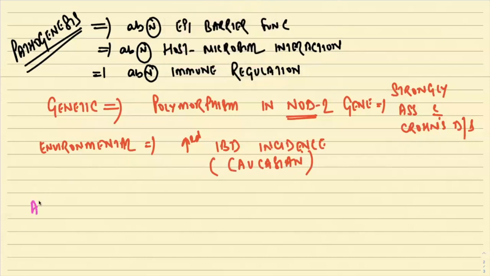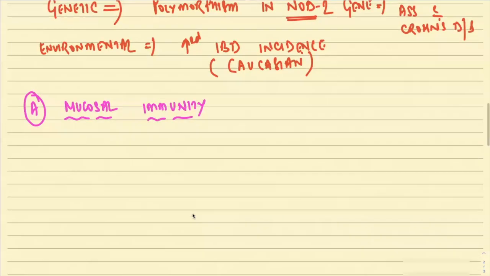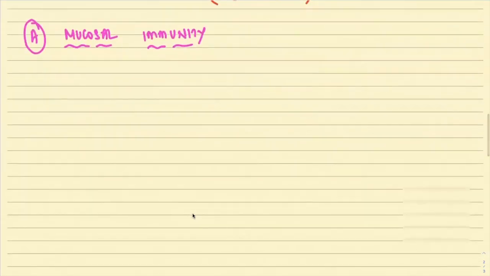So the number one thing in the pathogenesis that we are going to understand is our mucosal immunity. What is happening at the level of our mucosal immune system? So mucosal immunity, let us understand. Anyone has any idea about how it is causing IBD? So try to understand something very, very carefully.